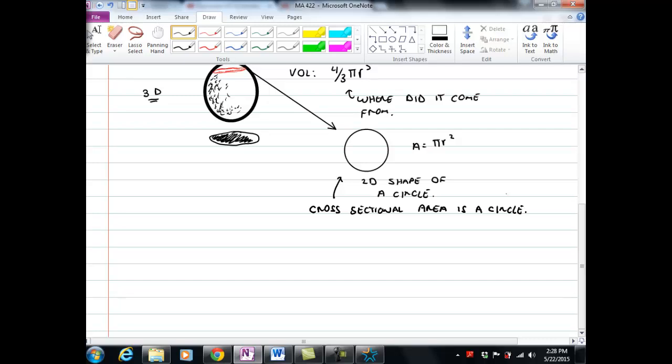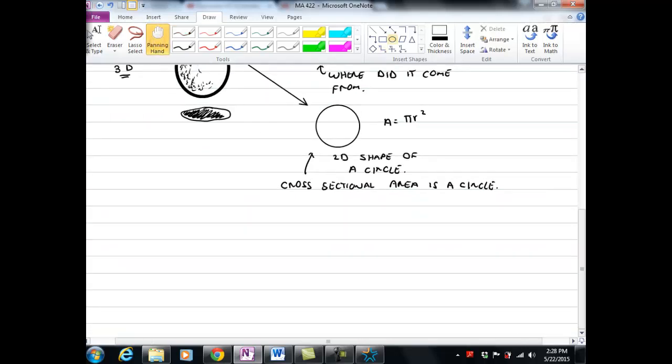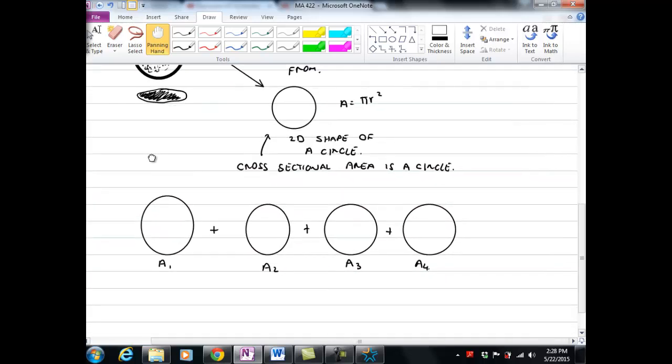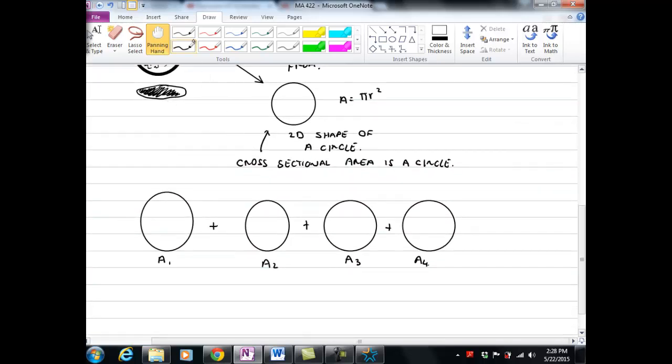So to find the volume of this, would you agree that if I add this circle, let's draw about 4 of these. 1, 2, and again, I'm going to assume they're the same shape and size. If I take a very thin slice, area 1, plus area 2, plus area 3, plus area 4. My question is, how many thin slices will add up to this tomato?